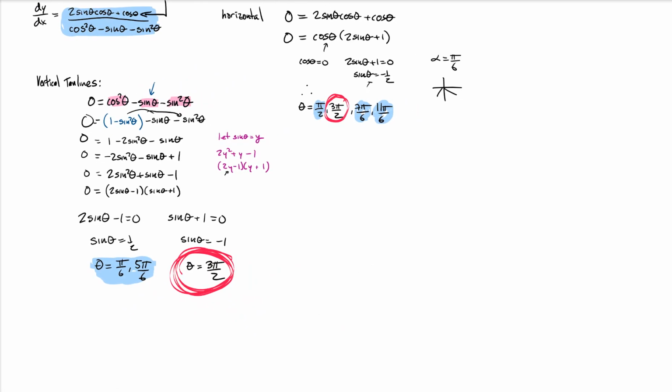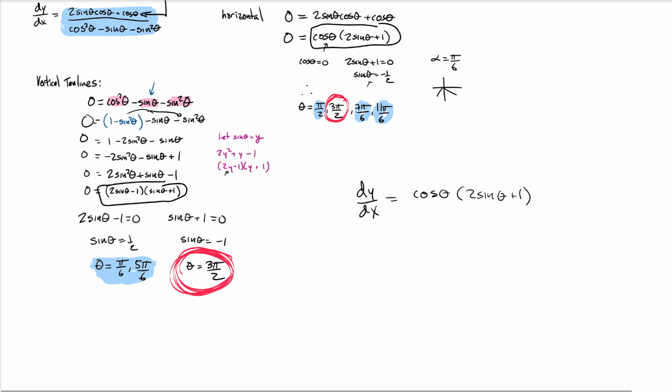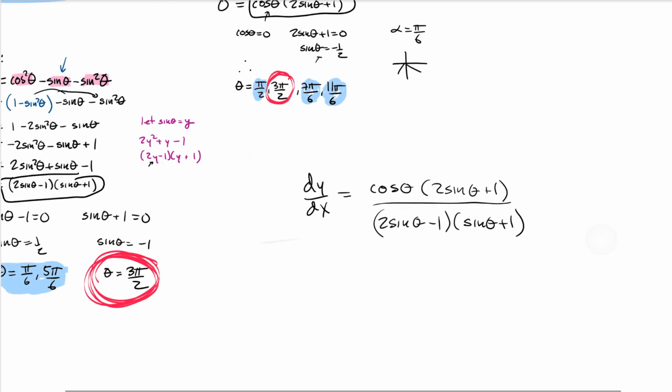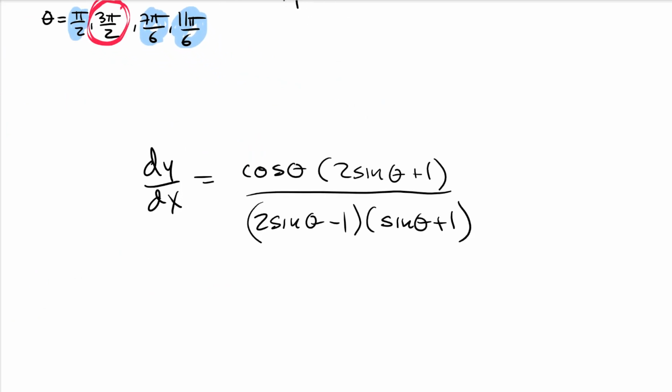L'Hopital's? So let's take our derivative one more time and let's take our factored versions of the numerator and the denominator, let's set those things up with a cosine of theta times 2 sine of theta plus 1 all over 2 sine of theta minus 1 times just sine of theta plus 1. So we factored that thing on up, and it's like, shoot, when we plug in 3 pi over 2, we get 0 over 0.